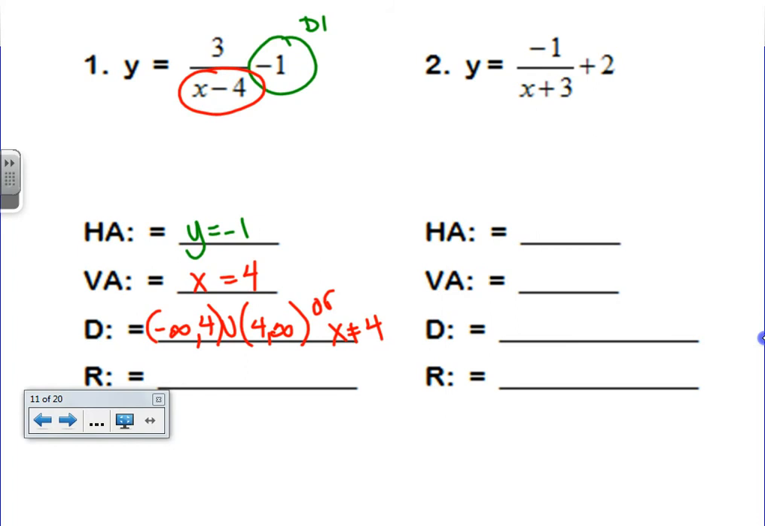Okay, same idea for the range, except range is affected by a vertical shift because it's the y's.